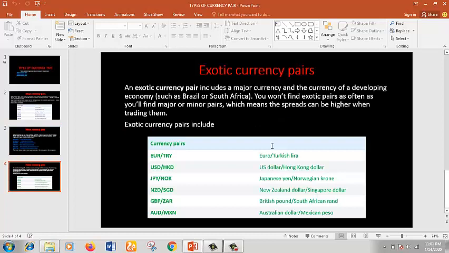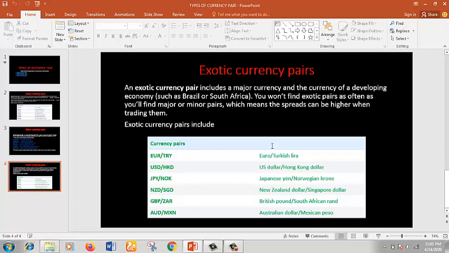An exotic pair includes a major currency and the currency of a developing economy, such as Brazil or South Africa. These are developing countries. You would not find exotic pairs as often as you find major or minor pairs, which means the spread can be higher when trading them. The spread is very high when trading exotic currency. So for this reason, most traders don't bother to trade these pairs because they don't want to pay such a high spread to the broker before they start making their money.